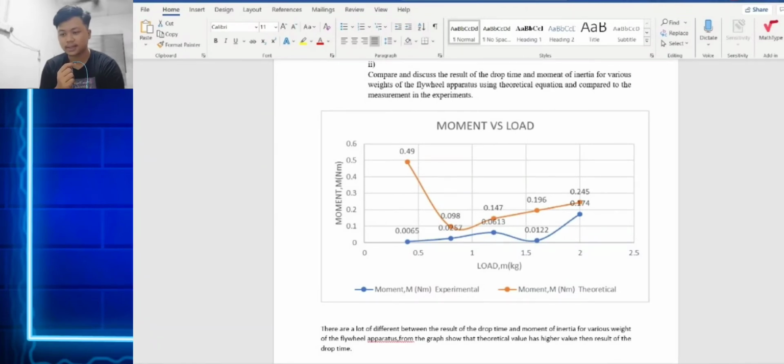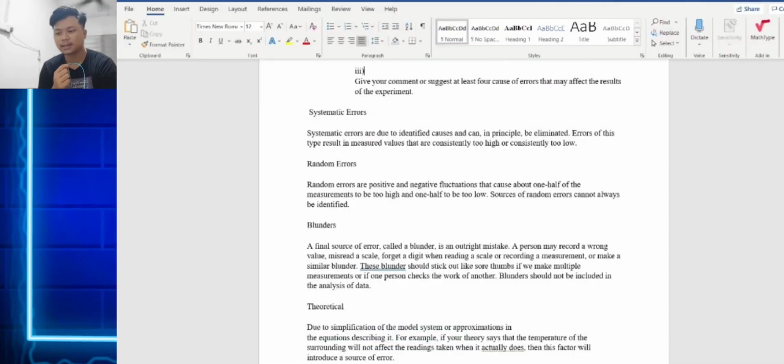And next, the last one, we go to question number 3. Give your comment or suggest at least 4 causes of error that may affect the result of the experiment. For this question, I choose to explain the errors. There are 4 errors that I found in this experiment. The first one is systematic error. Systematic errors are due to an identified cause and can in principle be eliminated. Errors of this type result in measured values that are consistently too high or consistently too low.